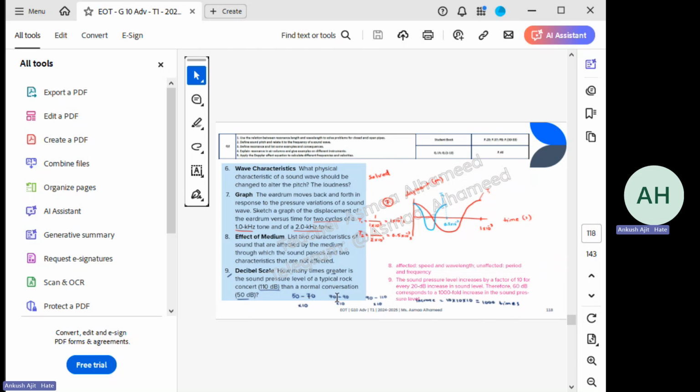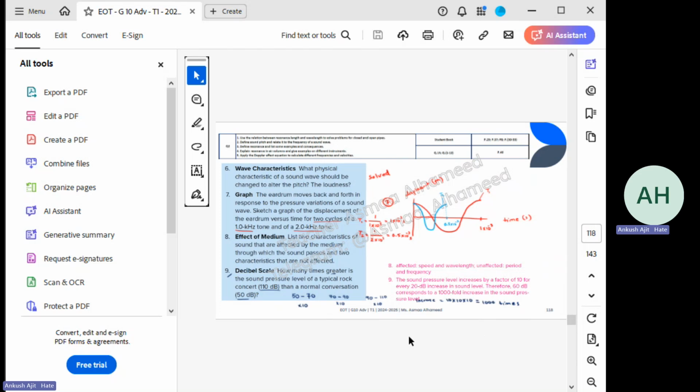So first, what you'll do: suppose you have 50 minus 70, that is into 10, 70 minus 90 into 10. Whatever difference you have. Suppose 110 and 50, so the difference is 60. So 60 will multiply by 10. So it will be 1000 times, 10, 10, 10. So 1000 times. So see, it is 60.